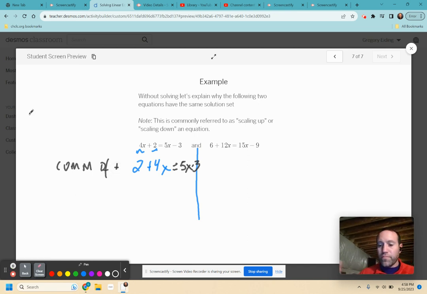Next, I'm essentially going to scale this all up. So I'm going to multiply this whole equation by 3. I can do that as long as, again, whatever I do to one side, I do to the other. So if I multiply them all by 3, the reason I'm allowed to do that is by the multiplicative property of equality.